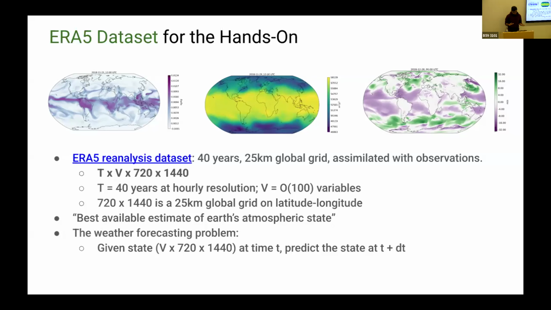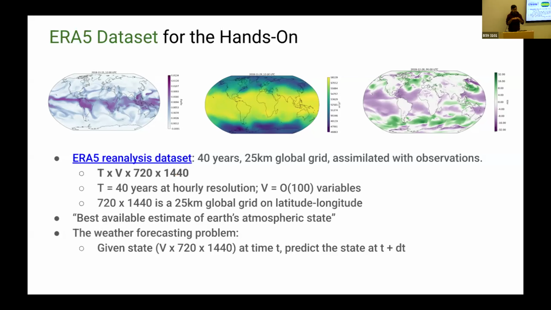If you want to think about what that data set looks like, it looks something like T by V by 720 by 1440, where T is your number of time steps. You have 40 years of data, and it comes at an hourly resolution. If you actually calculate, that's almost 350,000 samples. You have that for V different variables. In weather, you're forecasting multiple different atmospheric states, like temperature, pressure, and humidity at different vertical levels over the Earth. 720 by 1440 is your spatial resolution.